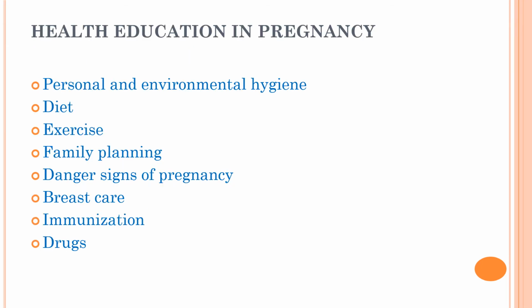So what is the health education that you need to give to women in pregnancy? You want to educate them on personal and environmental hygiene. You want to educate them on diet, that they should take adequate nutrition, and eat fruits and vegetables. They should exercise; you want to teach them simple exercises in pregnancy. You also want to counsel them on the need for family planning after the delivery of the baby, and ensure that they go for appropriate family planning based on what is appropriate for them.